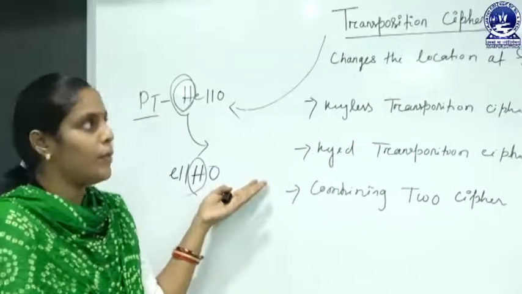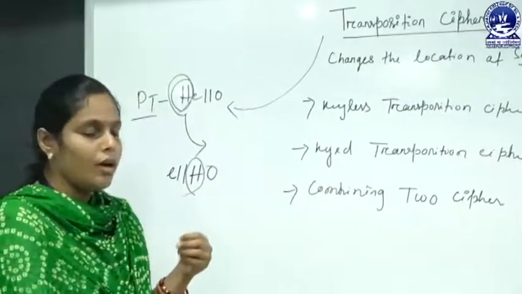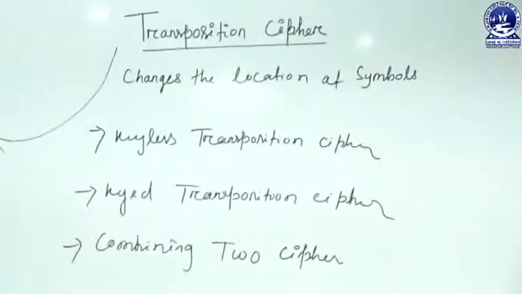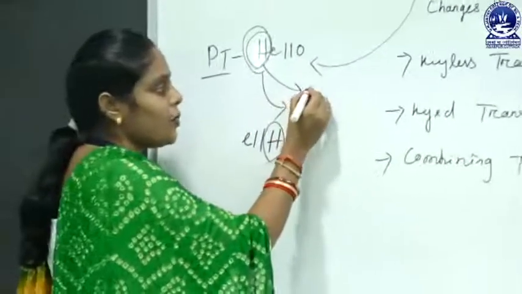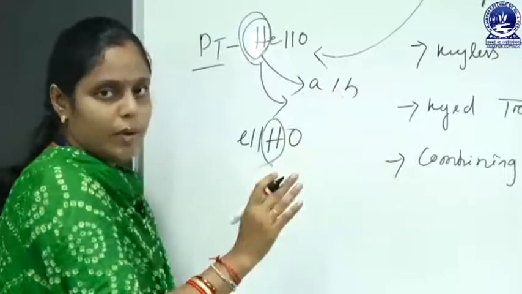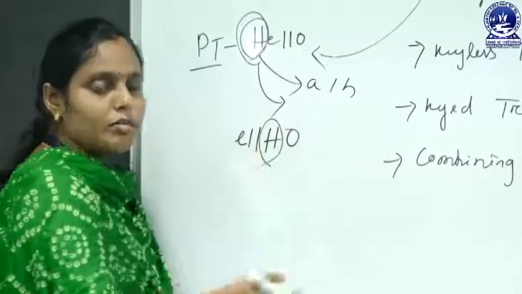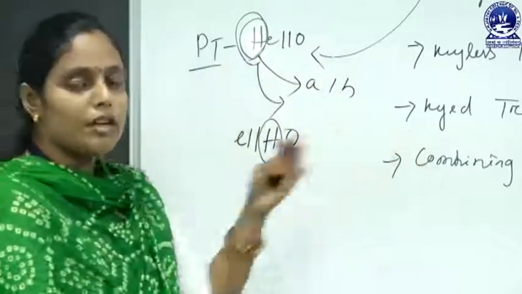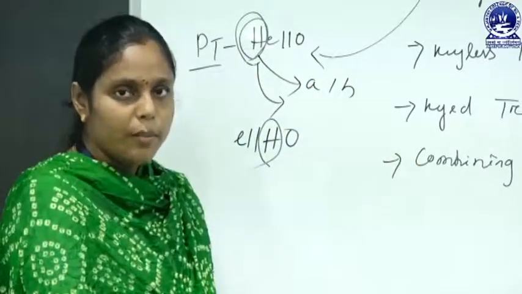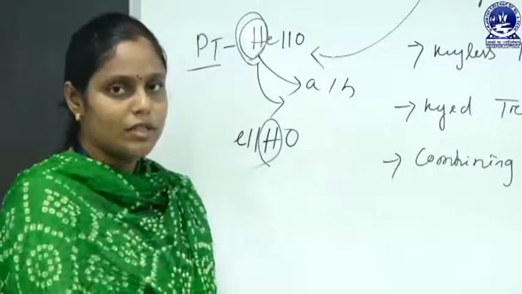But in the case of the substitution cipher, we replace the alphabet. Here the H is replaced by another alphabet, that may be A, B or any other alphabet. That is called the substitution cipher. But when we change the location of the symbol or the location of the alphabet, that is called the transposition cipher.